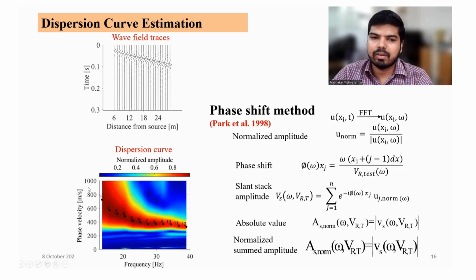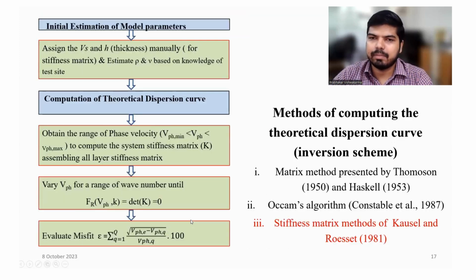This is the phase velocity, these are the frequencies, and these are the wave amplitudes, the normalized amplitude. The peak value of this normalized amplitude will be picked out. That is the fundamental mode experimental dispersion curve. Now once we have the fundamental mode dispersion curve, we will use various techniques to estimate the theoretical fundamental mode dispersion curve.